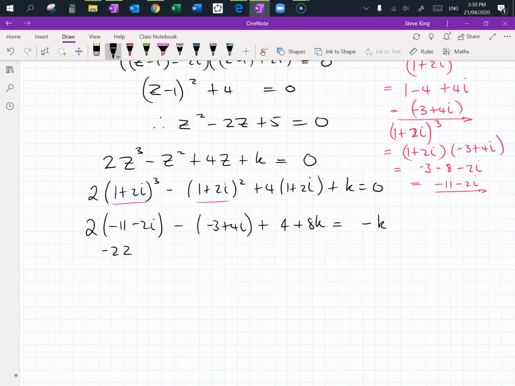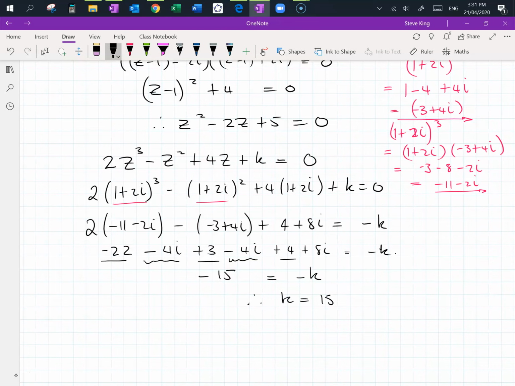Minus 22 minus 4i plus 3 minus 4i plus 4. That's not a k. It's supposed to be an i. Plus 4 plus 8i is going to equal minus k. And what have I got now? Minus 22 plus 3 plus 4 is going to give me minus 15. Minus 4 minus 4 is minus 8, plus 8 is going to give me 0. Yes, this is looking more like it. Yep, there we've got it. k is going to equal 15.